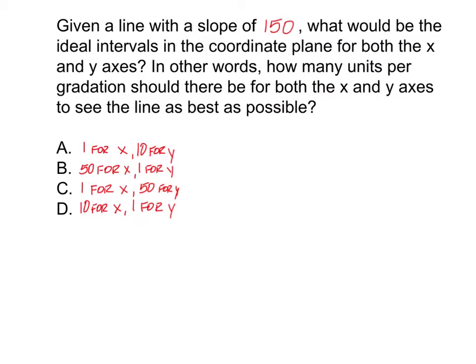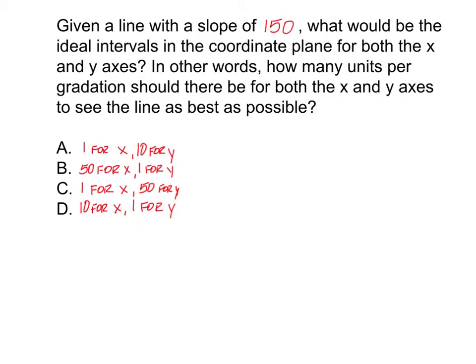Now, given a line with a slope of 150, what would be the ideal intervals in the coordinate plane for both the x and y axes? In other words, how many units per gradation, which is just how it rises or lowers, should there be for both the x and y axes to see the line as best as possible?